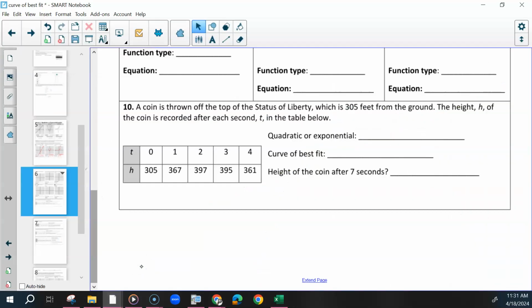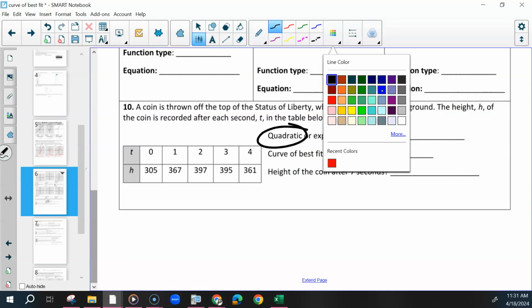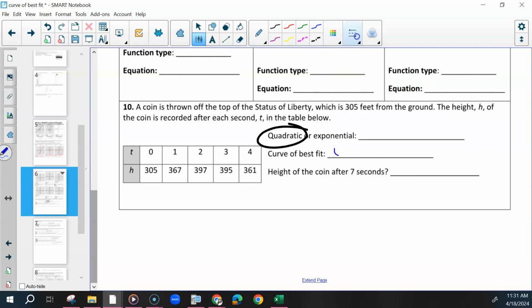So we said exponential. What was that? It was quadratic, my bad. What was that equation? Got it. Y equals -16x squared plus 78x plus 305. Is that what you got, sorry? Yes, good. So then we're going to find the height of the coin after 7 seconds. So type in x equals 7 in another line and find where your quadratic or your parabola and that line cross.